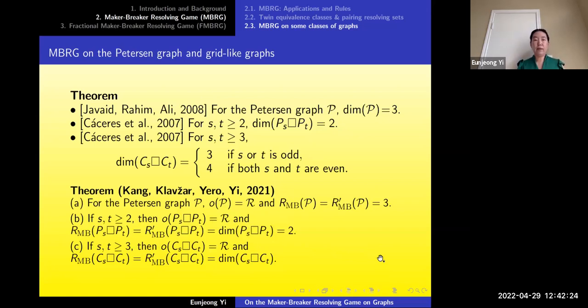I think this is the last slide with respect to MBRG. With respect to the metric dimension of the Petersen graph, the Cartesian product of 2 paths, or the Cartesian product of 2 cycles, they were obtained by other authors. For the Petersen graph, we had to explicitly determine all possible minimum resolving sets. The Petersen graph is vertex transitive and edge transitive, so you just fix one vertex and you can compute all of them case by case. And then we were able to do so.